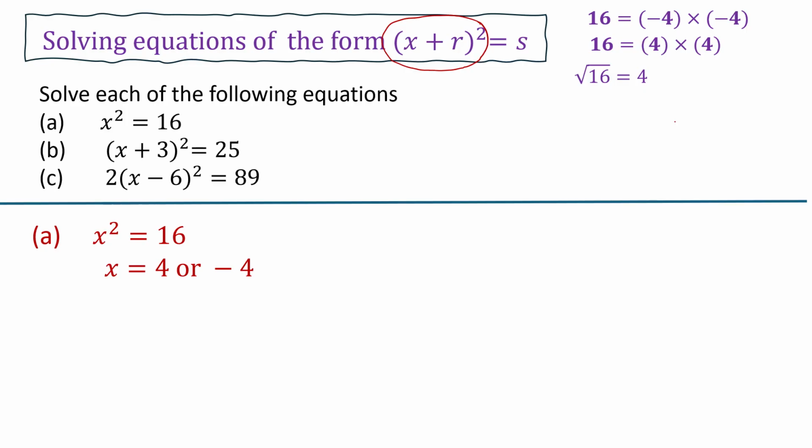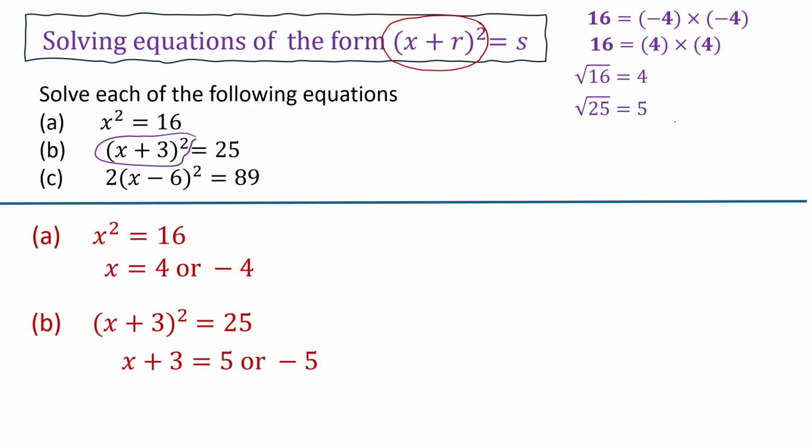Let's look at part B. For part B, we see that this is already expressed in the completed square format. So square root of 25 will be 5. So therefore, x plus 3 is equal to 5 or -5. And to solve it, we can minus 3 on both sides to get x equals 5 minus 3, that gives you 2, or x equals -5 minus 3, that gives you -8.